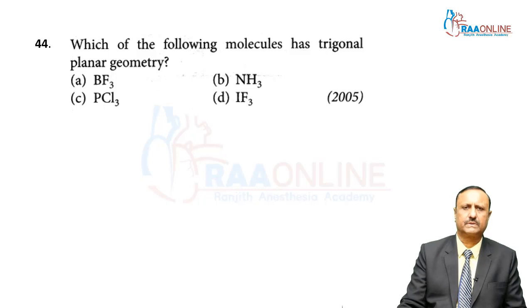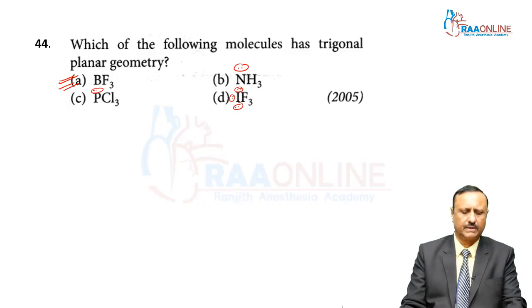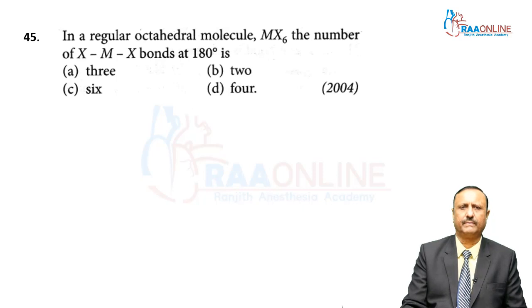Now we can see question number 44. Which of the following molecules has trigonal planar geometry? The answer is A, because there are no lone pair electrons present here. In the others, 3 lone pair vectors are present, so the geometry is changed. Here no lone pair vectors are present, so the geometry is trigonal planar. Now my dear students, we can go to question number 45.